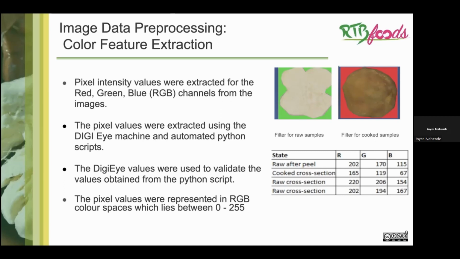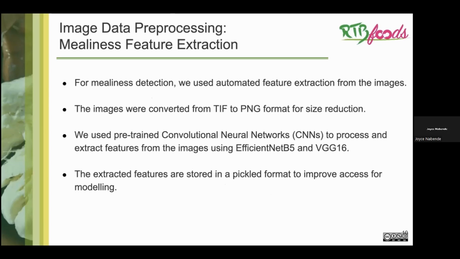We take several samples, and we have several states of the samples. For example, we can have the raw after the peel. We can have the cooked cross-section, as I mentioned earlier, or the raw cross-section as well. And we've been able to obtain the values for each of these, both using DIGIEye, but also using the Python, which is good because it helps us to see that the models that we've developed are actually synchronized with the values that come out of the DIGIEye machine.